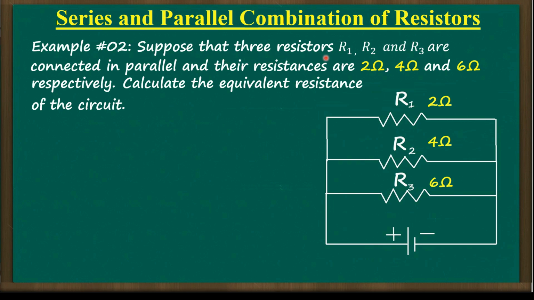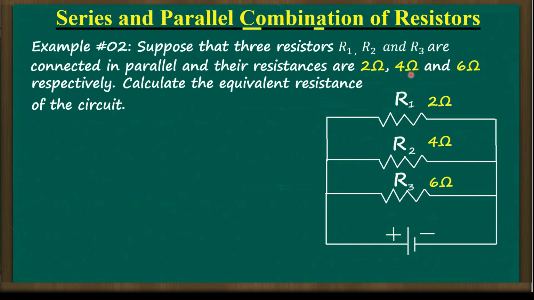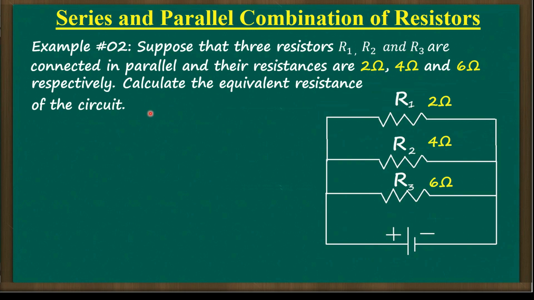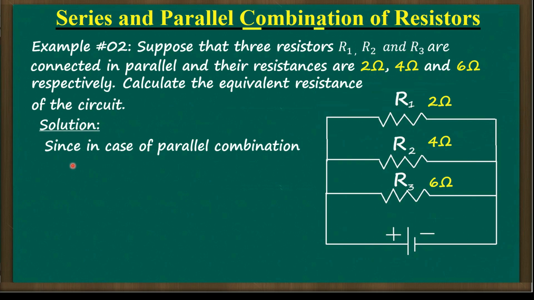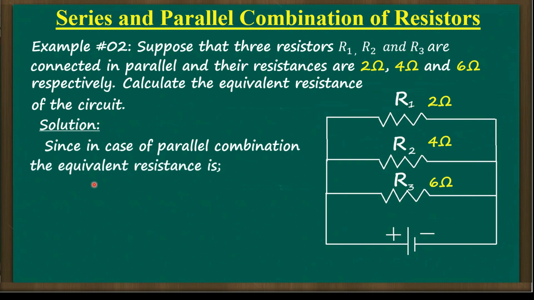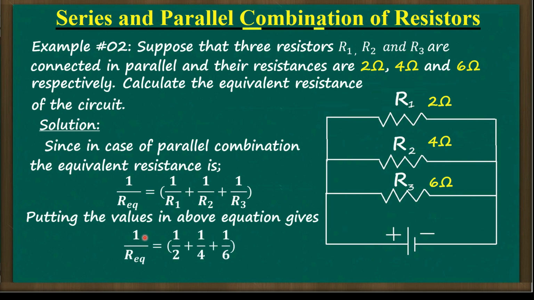Suppose that three resistors R1, R2 and R3 are connected in parallel and their resistances are 2 ohm, 4 ohm and 6 ohm respectively. Calculate the equivalent resistance of the circuit. Solution. Since in case of parallel combination, the equivalent resistance is given by 1 upon R1 plus 1 upon R2 plus 1 upon R3, by putting values of R1, R2 and R3 in the above equation, we get 1 upon Req equals 1 upon 2 plus 1 upon 4 plus 1 upon 6.